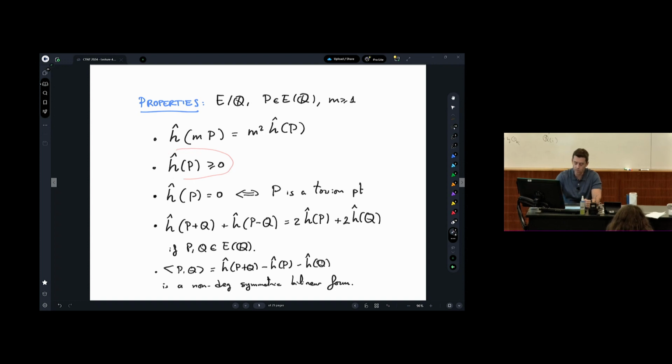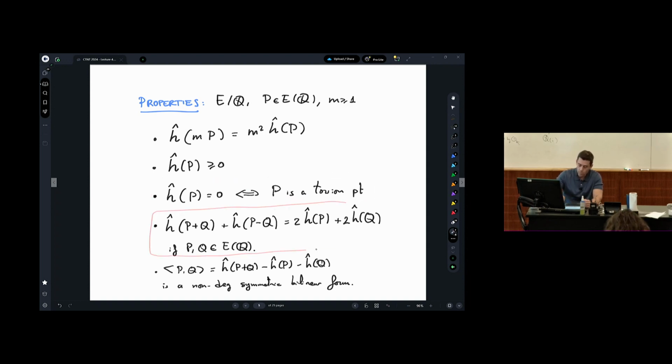The canonical height of a point is always non-negative. The canonical height is actually 0 only if the point is a torsion point. Okay, it's not that you're going to use the canonical height to compute torsion points, but it does give you a criterion to find if a point is torsion. And of course, there are much better ways that we've learned to check that something is torsion, but theoretically, this is very important.